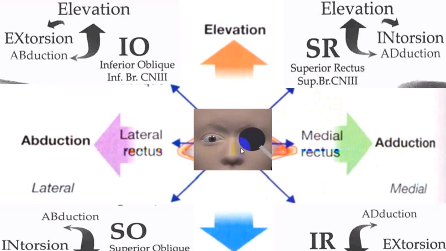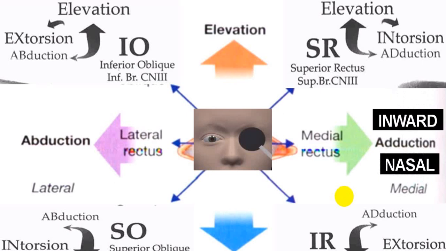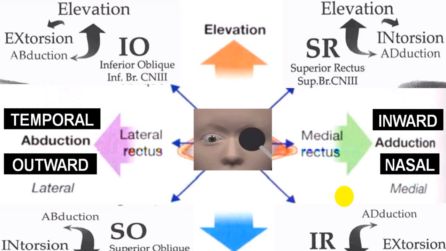And as it is towards medial, it is also called medial movement, or we use the words inward, nasal. When lateral rectus is working, we use the word abduction, or temporal movement, or lateral movement, or outward movement. So there are 4 words: temporal, abduction, outwards and lateral. While medial rectus will be inward, adduction, nasal and medial.